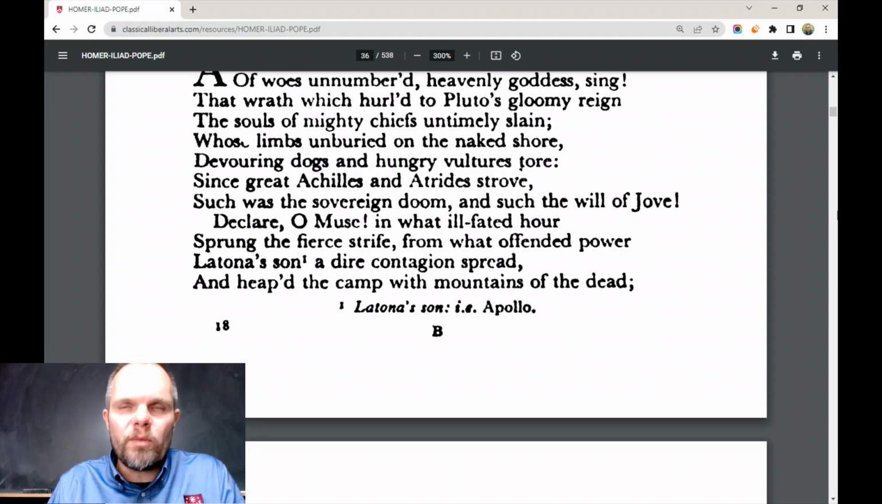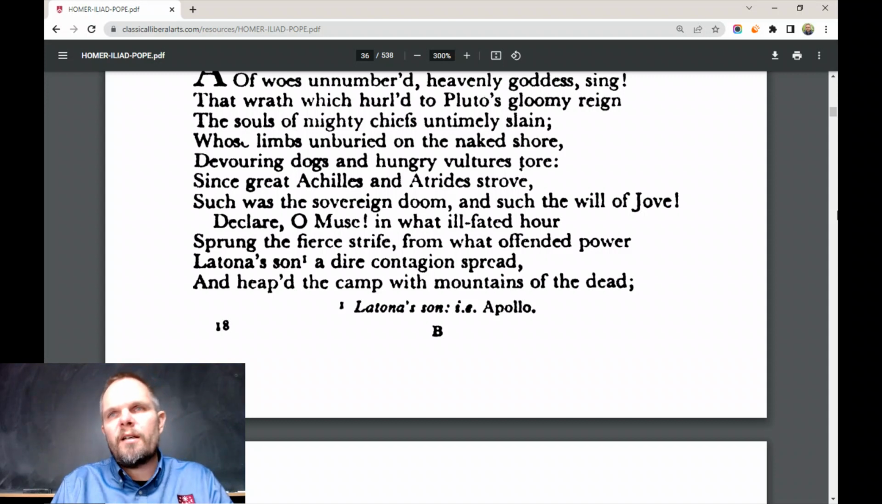Explain to us, O Muse, what happened, what god or goddess was angered, who unleashed this dire contagion, this plague, upon the people, and left the camp, the Greek camp of soldiers, with mountains of dead men. What was the cause of this evil? Tell us. And he refers to Latona's son, and even in the note there you can see Latona's son, that is Apollo, one of the great gods of ancient Greek and Roman religion.